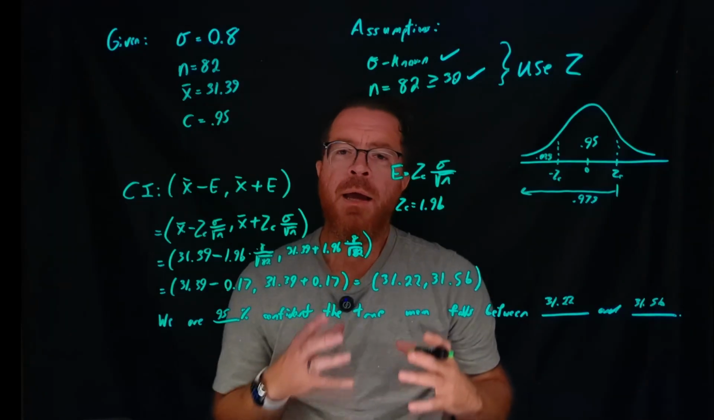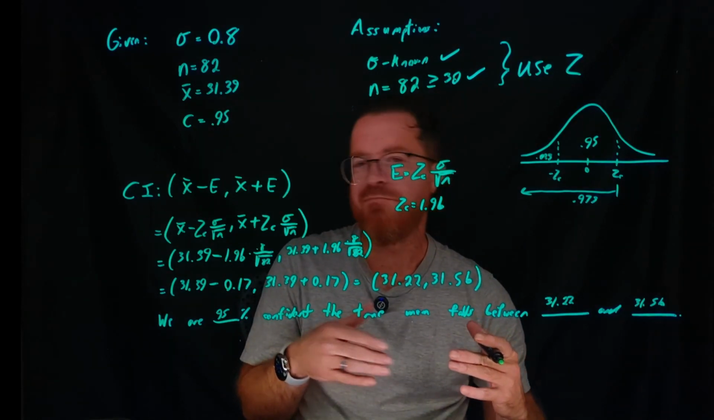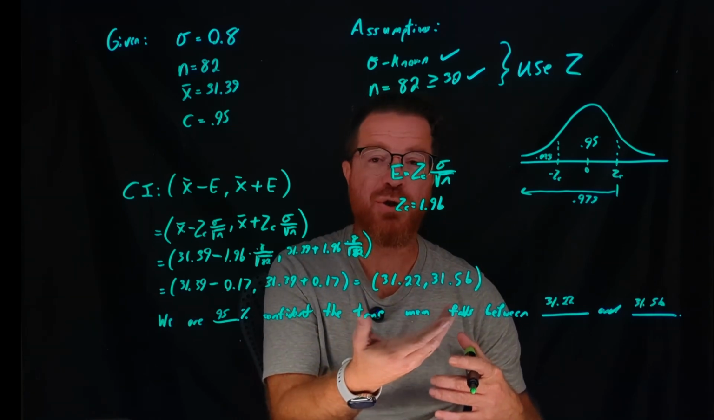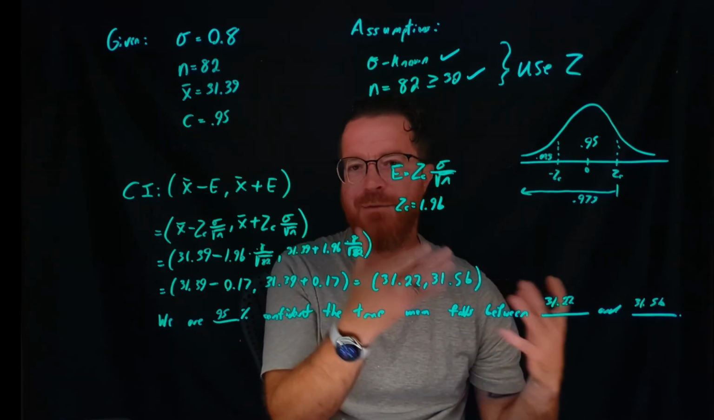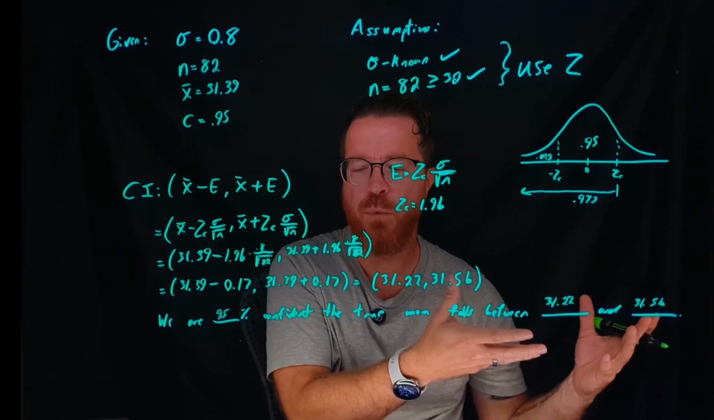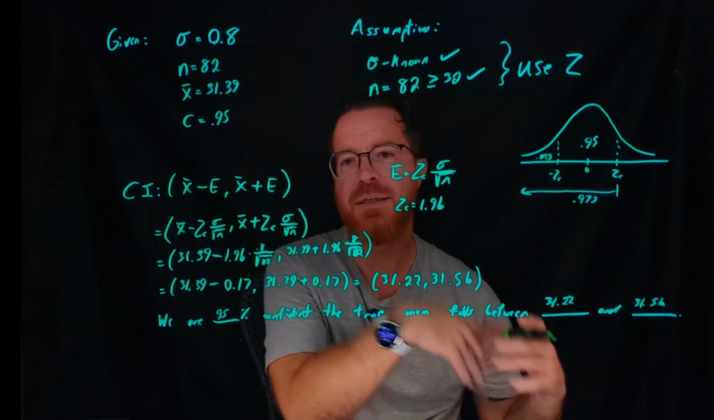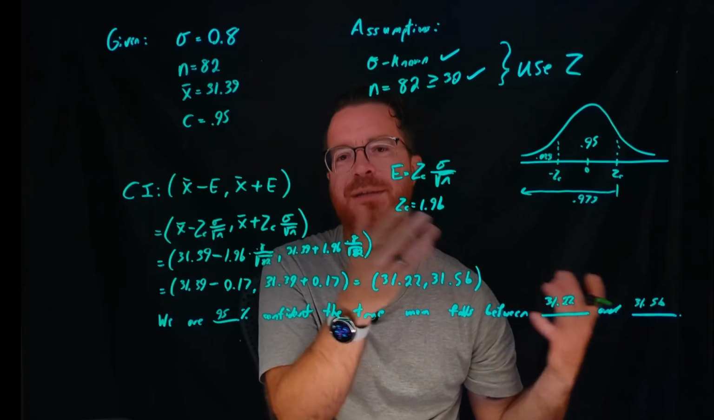31.56. Now, if this problem had some specific data, like what it represented, instead of putting the true mean, you might want to say the average of this, or the true mean, whatever it is that you're actually finding, right? The average weight of people is this, the average height of coconut trees is this, something like that.